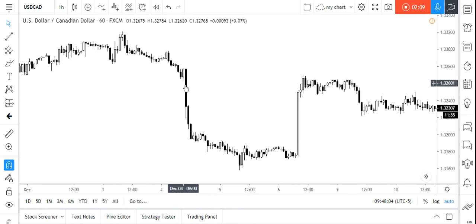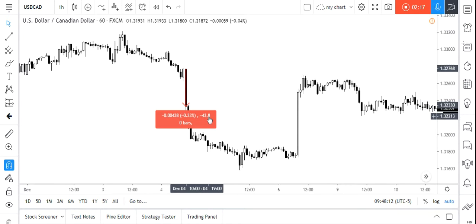Alright, this was the candle of December 4, and this was the first 1 hour candle made after the speech of Stephen Poloz, and it was a 43 pips long candle. So if you simply consider 25 pips as the benchmark, and if 25 pips moves in one direction, then you can take a position in that direction, and the further continuation happens.